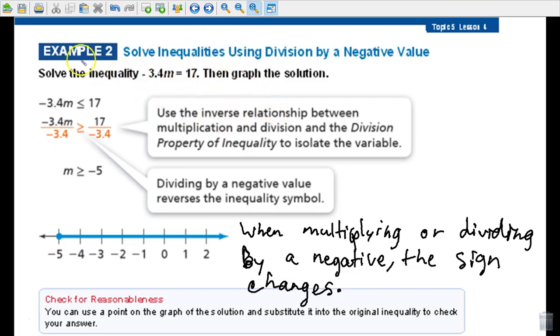Now here it goes. Example 2, solve inequalities using division by a negative value. Solve the inequality negative 3.4m equals 17, then graph the solution. So I want everybody to write this down. When multiplying or dividing by a negative, the sign changes.